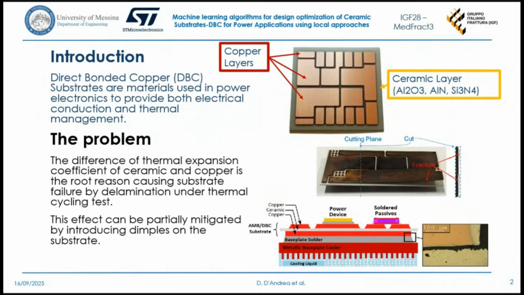The problem in these components is that they usually fail by delamination when thermally cyclic loaded, and it was observed that this problem can be mitigated by dimple insertion, which consists in subtracting material in the copper layer.